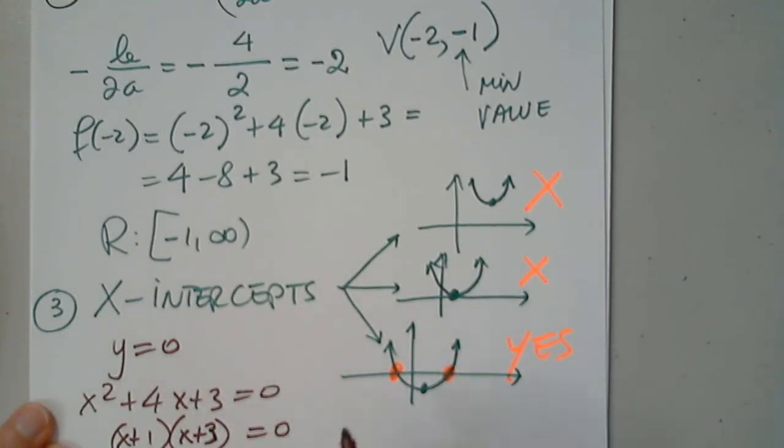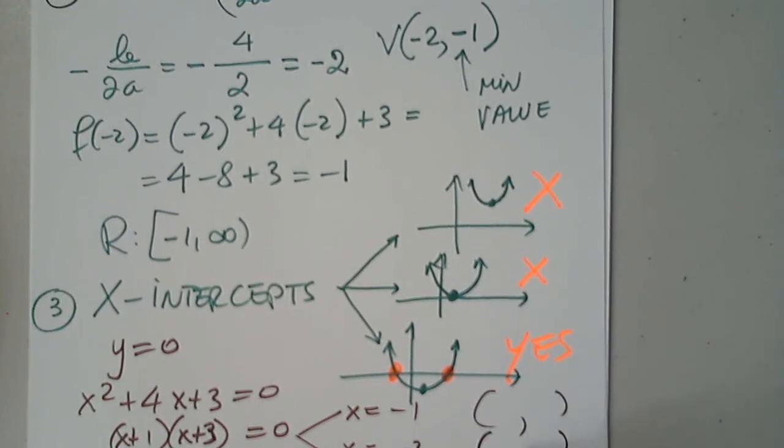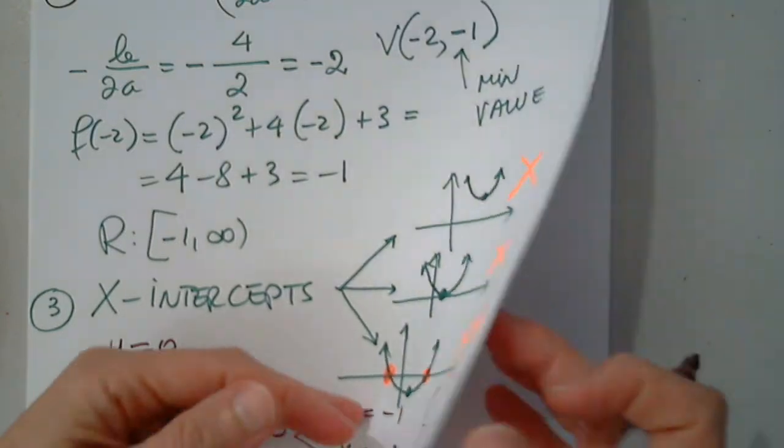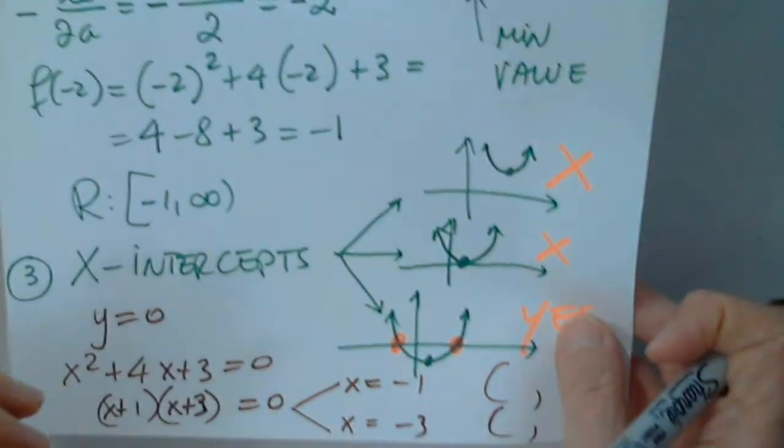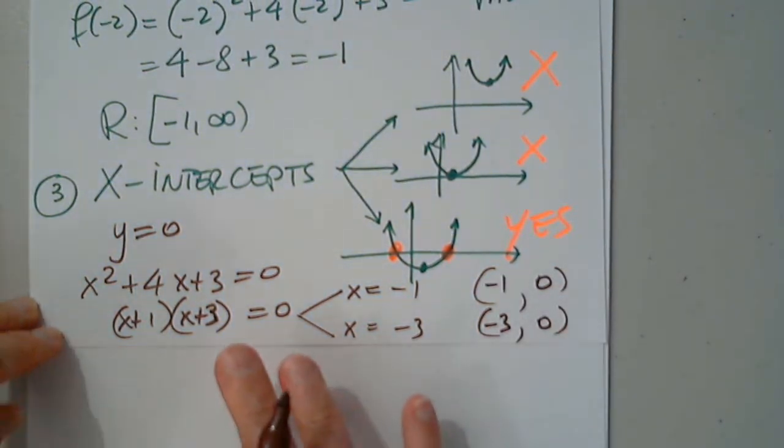Or use the quadratic formula if that's what you want. Can anyone give us the two x values? -1 and -3. Good. Can anyone now give us the ordered pairs that represent the x-intercepts? -1, 0 and -3, 0. Of course. Silly question. Thank you.